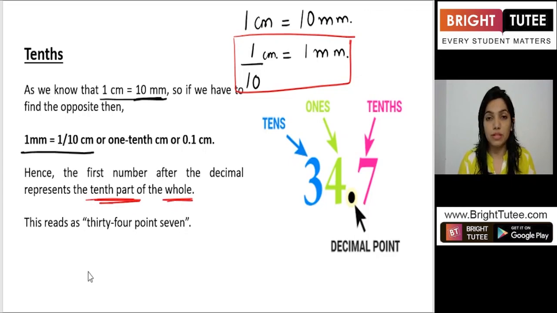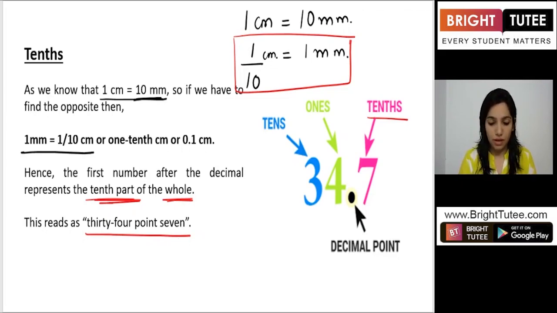How are we going to read it? Here the number is shown to you. 3 is sitting at the tens place, 4 is sitting at the ones place, and 7, because it is sitting after the decimal point, is at the tenths place. There is no ones place after the decimal point. Directly after the decimal point, we have the tenths place. So we read this as 34.7. Every number that you see after the decimal point needs to be read as it is.